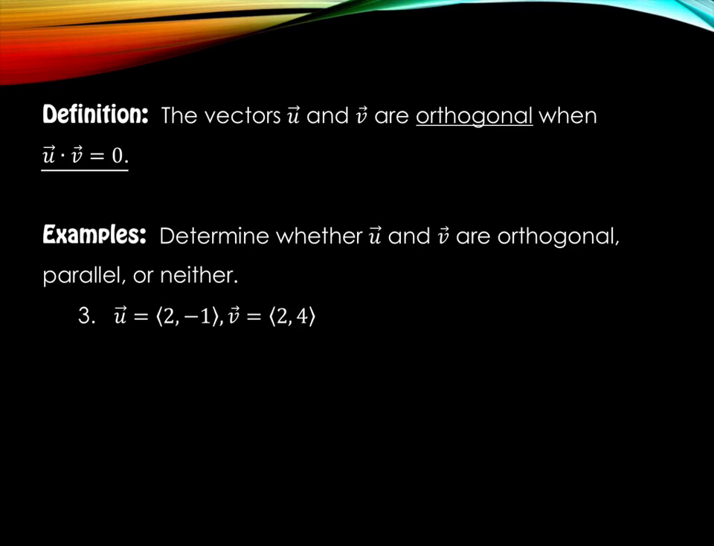So I've got an example here, and it wants to know if it's orthogonal, so we do the dot product. And we'd have 2 times 2 plus negative 1 times 4. And we get 0. So yes, they are orthogonal. I could write orthogonal. Won't it look like it was parallel?